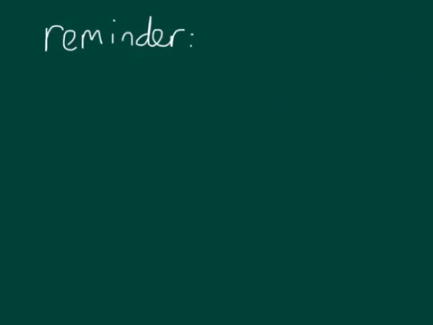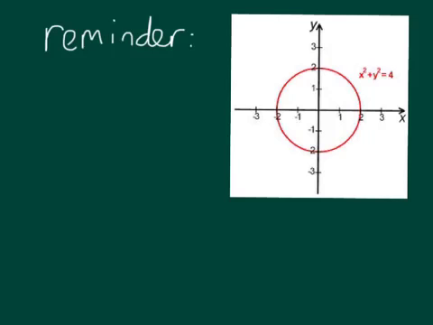So we're going to start off with a reminder. The reminder is this. This is the equation of a circle. You should have learnt this last year. x squared plus y squared equals r squared. This is a unit circle whose centre is on the origin.